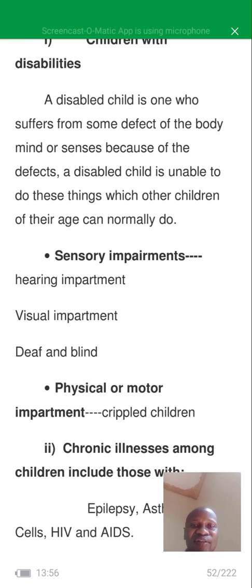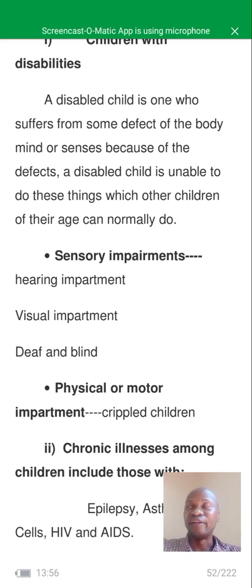Actually, among the disabilities, we have what they call sensory impairment. What do you understand by sensory impairment? And what do you understand by the word senses? When you're looking at sensory impairment, there are a number of sensory impairments that we are going to look at.